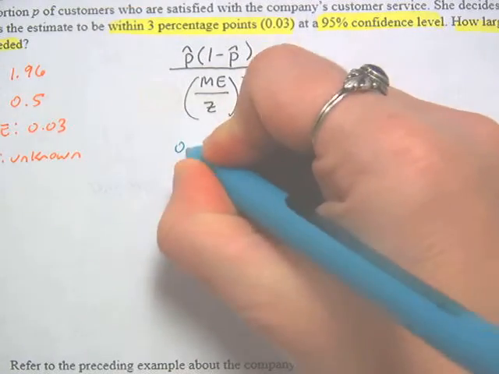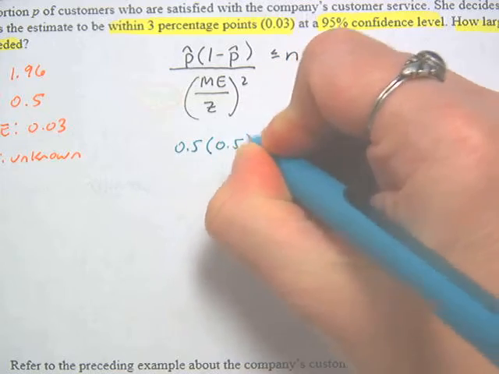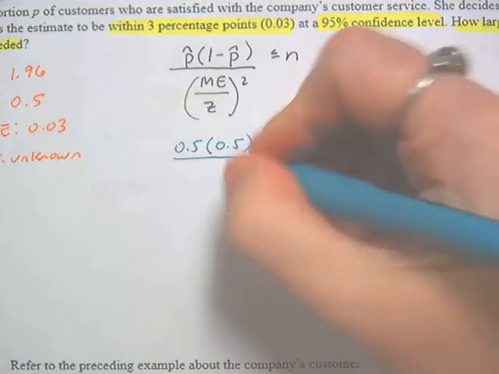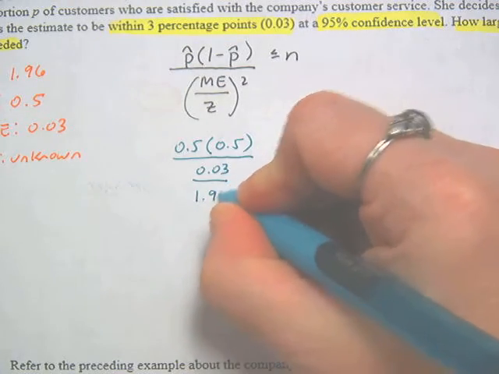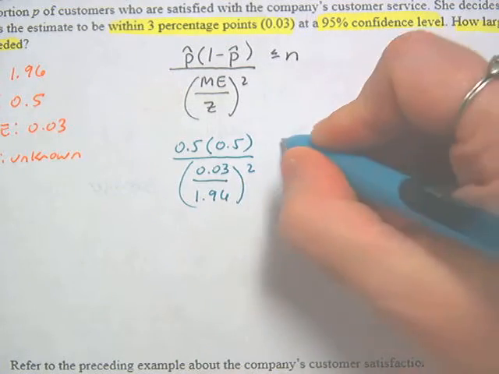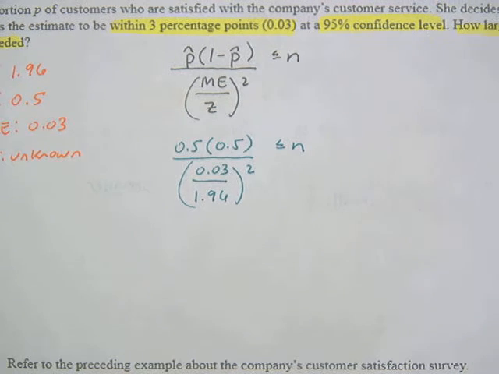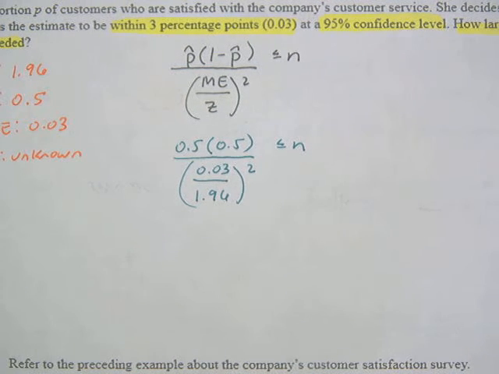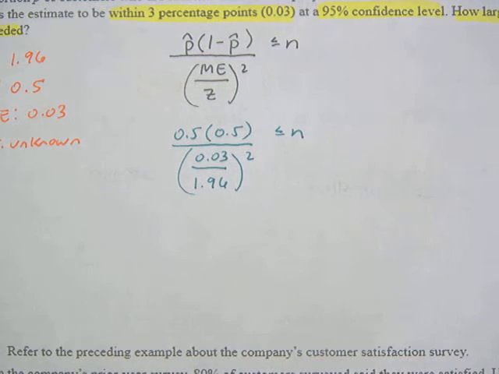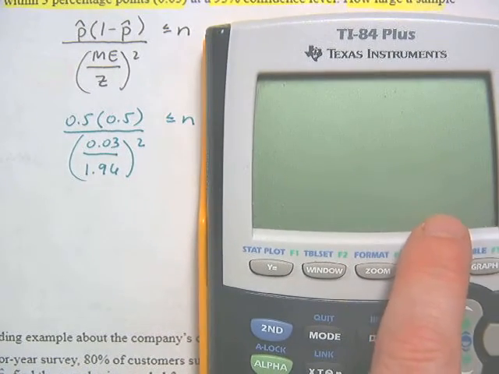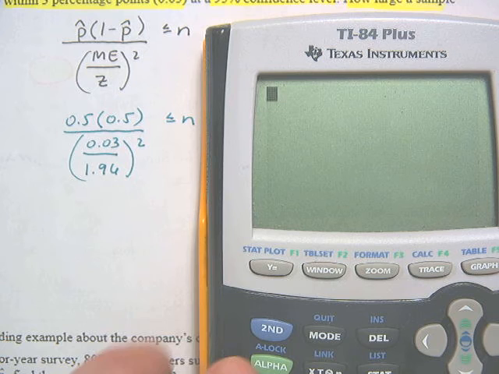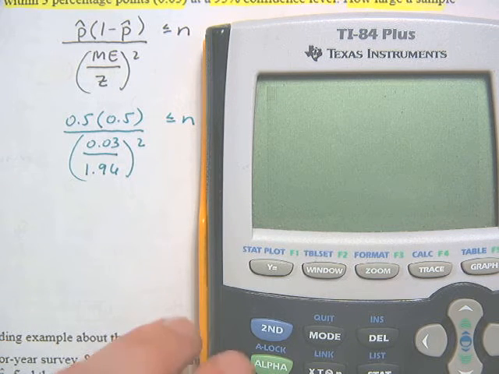So p hat times 1 minus p hat over the margin of error divided by the Z value, squared. And then always round up. See how fast we are done now? Grab a calculator, figure out how many customers need to be surveyed if she wants to be within 3 percentage points at a 95% confidence interval.